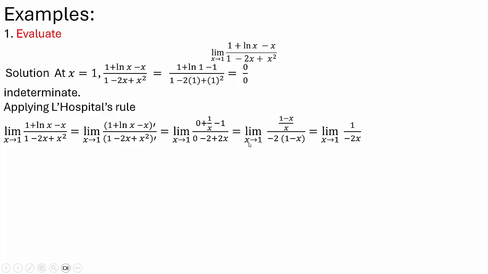which can be expressed as limit x tends to 1 of ((1 minus x) divided by x) divided by (minus 2 times (1 minus x)). 1 minus x from numerator and denominator get cancelled. Limit x tends to 1 of 1 divided by minus 2x, which is nothing but minus 1 by 2.